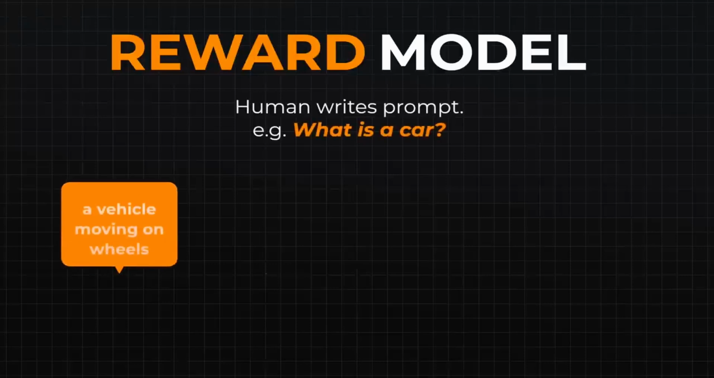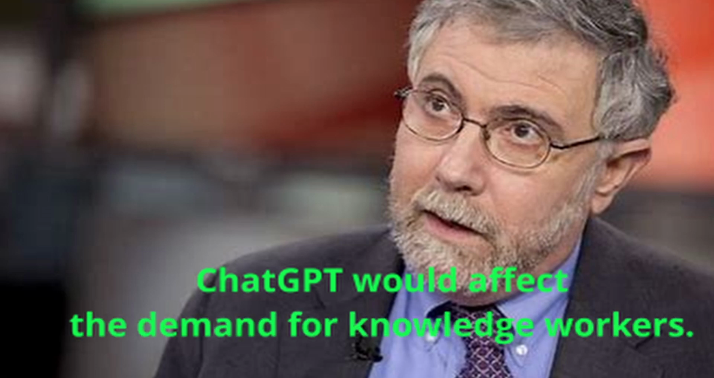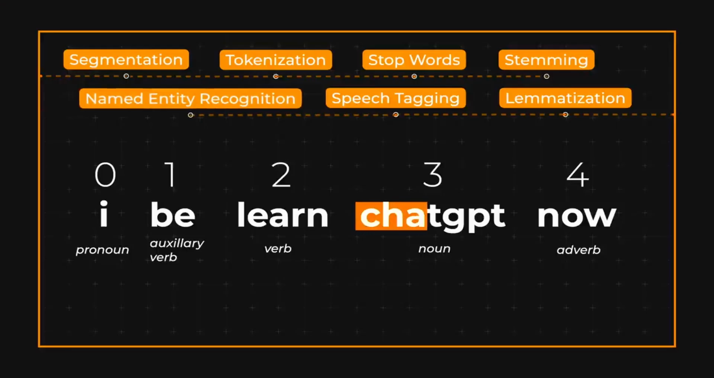In a December 2022 opinion piece, economist Paul Krugman wrote that ChatGPT would affect the demand for knowledge workers. The Verge's James Vincent saw the viral success of ChatGPT as evidence that artificial intelligence had gone mainstream. Journalists have commented on ChatGPT's tendency to hallucinate.